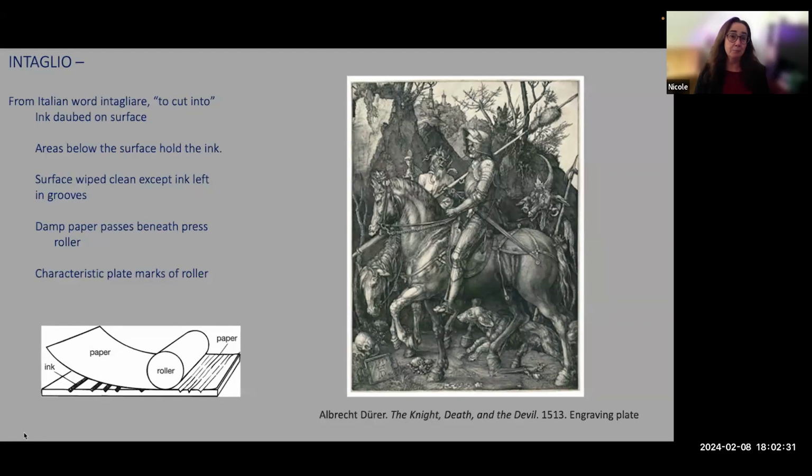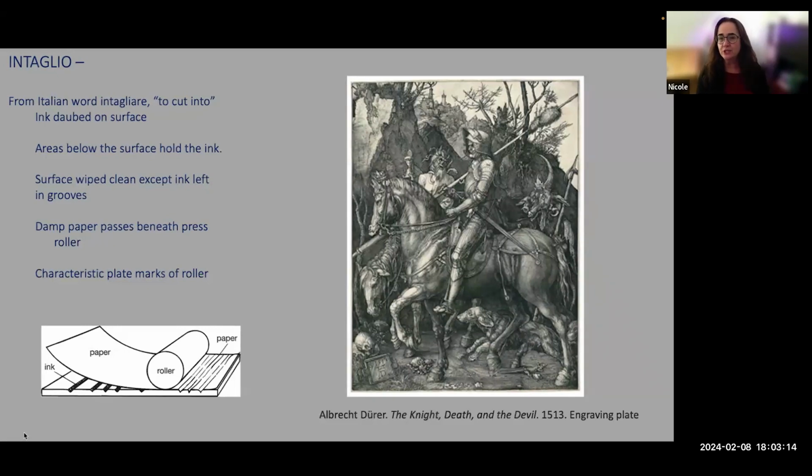Then dampened paper is placed on the inked plate, which then is passed through a press, right? The pressure of the roller creates a characteristic plate mark around the edges of the image. And so this is really one of the distinguishing characteristics of intaglio printmaking, is the way the plate mark and the pressure of the press leaves an indentation around the edges of the image.